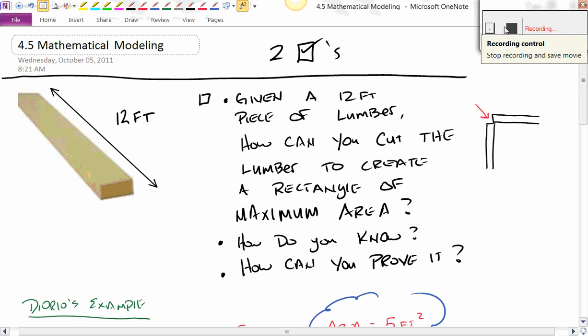Okay, in this section 4.5 for Advanced Algebra 2, we're talking about mathematical modeling. So I'm going to give you two examples of mathematical modeling and how it's used. The first example is this lumber problem, the piece of wood problem.